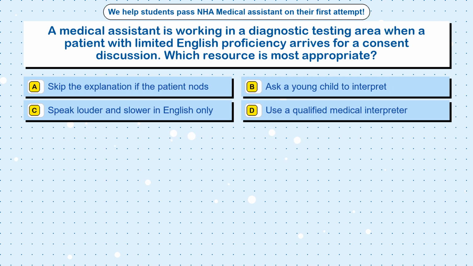Question 3. A medical assistant is working in a diagnostic testing area when a patient with limited English proficiency arrives for a consent discussion. Which resource is most appropriate? Option A. Skip the explanation if the patient nods. Option B. Ask a young child to interpret. Option C. Speak louder and slower in English only. Option D. Use a qualified medical interpreter.